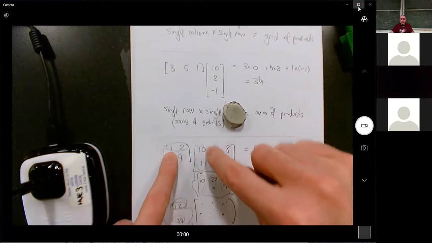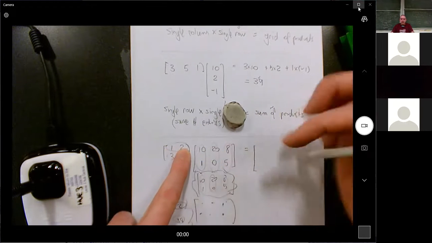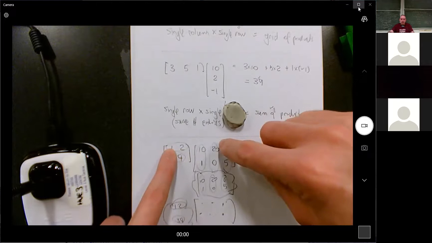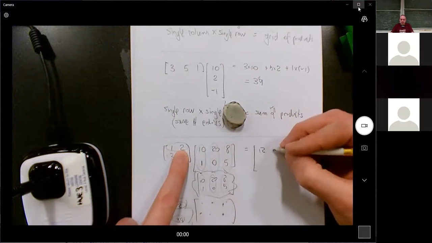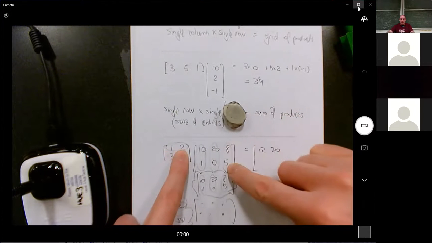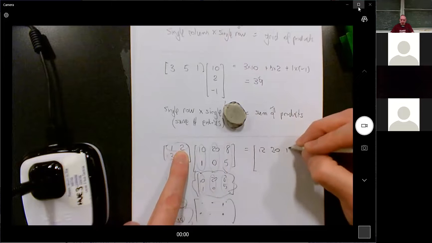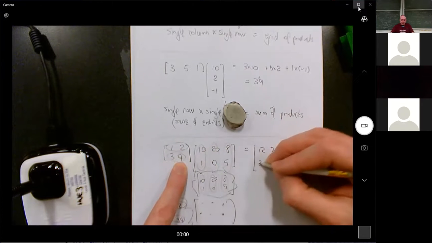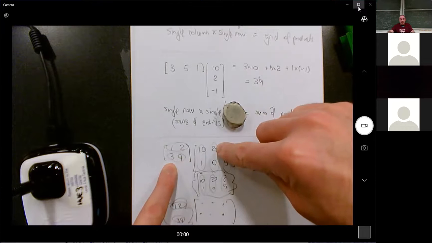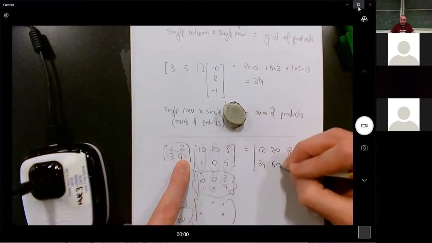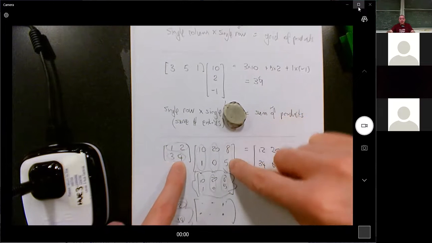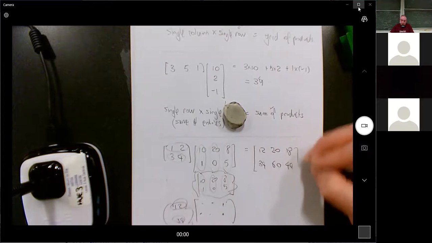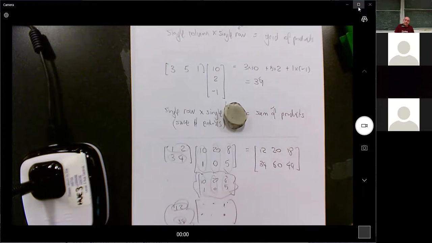So I can say 1 times 10 plus 2 times 1 is 12. 1 times 20 plus 2 times 0 is 20. 1 times 8 plus 2 times 5 is 18. And 3 times 10 is 30 plus 4 is 34. 3 times 20 is 60 plus 0 is still 60. And 3 times 8 is 24 plus 20 is 44. So there you go. How are people feeling about that?